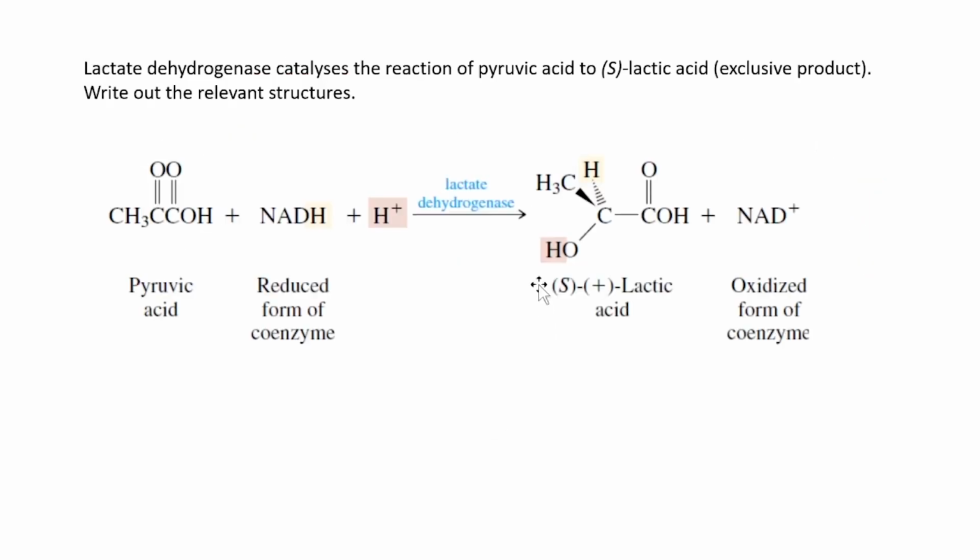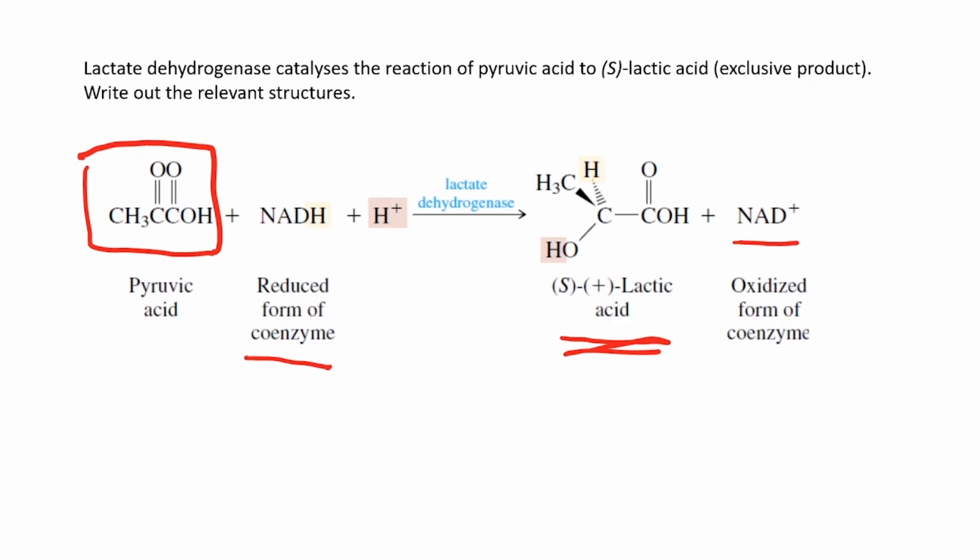All right, now the next question is about pyruvic acid forming lactic acid. So the question here is to write out the relevant structures. Just to give you some perspective here, lactate dehydrogenase takes pyruvic acid and converts it to lactic acid, and it uses this coenzyme which is NADH, nicotinamide adenine dinucleotide, which is a source of hydride, and at the end of the reaction you form NAD+, which is the oxidized form of the coenzyme. And here is the structure of lactic acid for your reference.